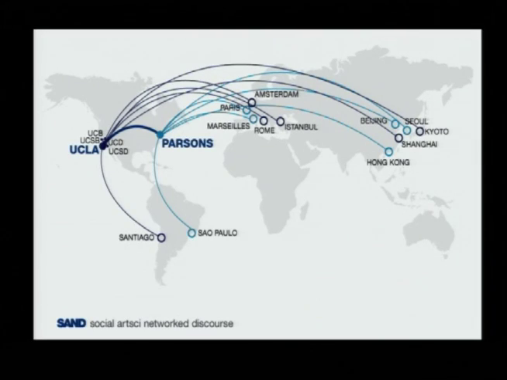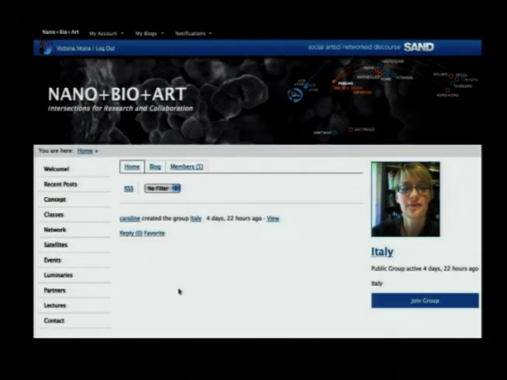So this model is what I'm working on right now. It's the social arts-science network discourse. These are the points where I have different students or faculty whom I collaborate with. We're creating a kind of social network, but also sharing resources. And this is the interface online, which I can show you if I had a minute, but if I don't, you can just look at it.